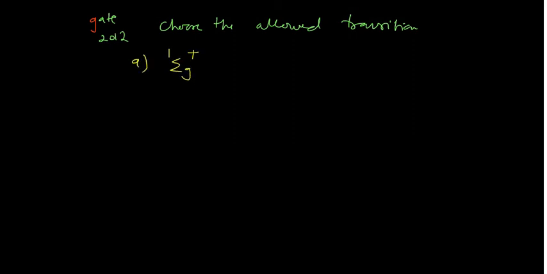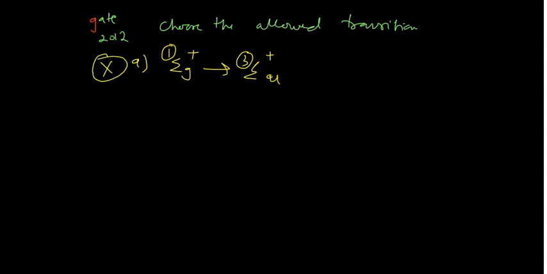Okay, and the last problem is from GATE 2012. Choose the allowed transitions. In the question itself the transition is given. So what is given in option A is sigma g plus 1, and the electronic transition is happening from here to here, that is 0, and this is plus, right? So here you see the spin multiplicity is 1, the spin multiplicity is 3, so it is spin forbidden. So this cannot be your answer.